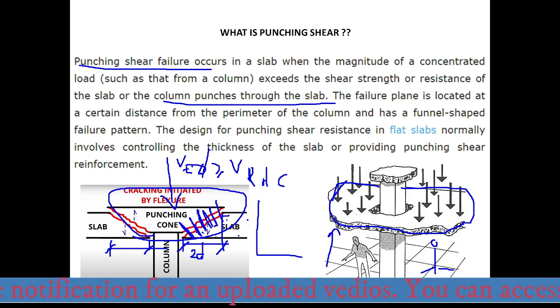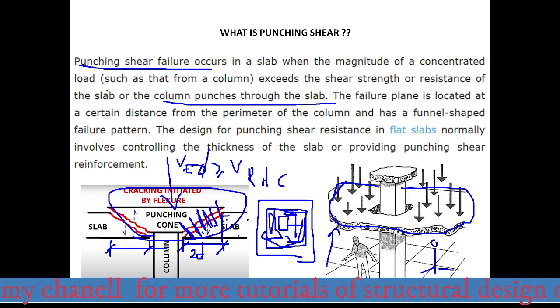Suppose this is the slab and this is a column. We'll have a punching zone here, that is 2D distance from the face of the column. This part is what we call the punching shear zone. So we need to provide shear reinforcement around the punching shear zone in order to prevent the shear failure.